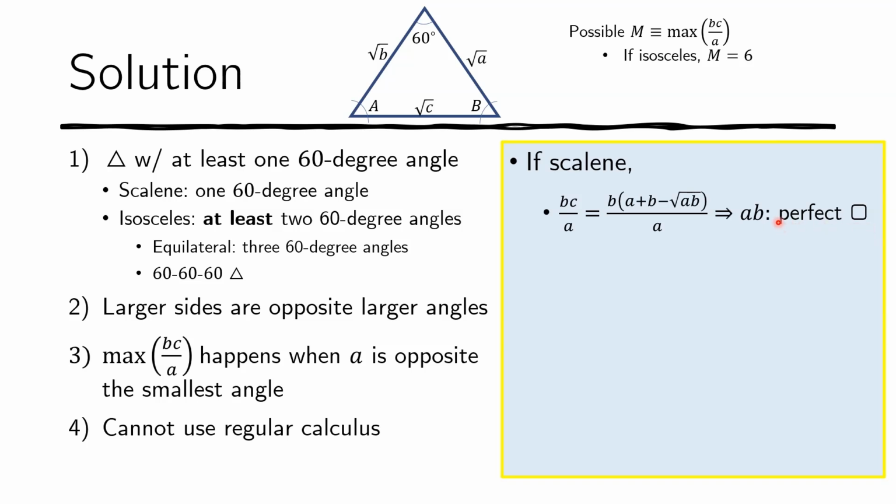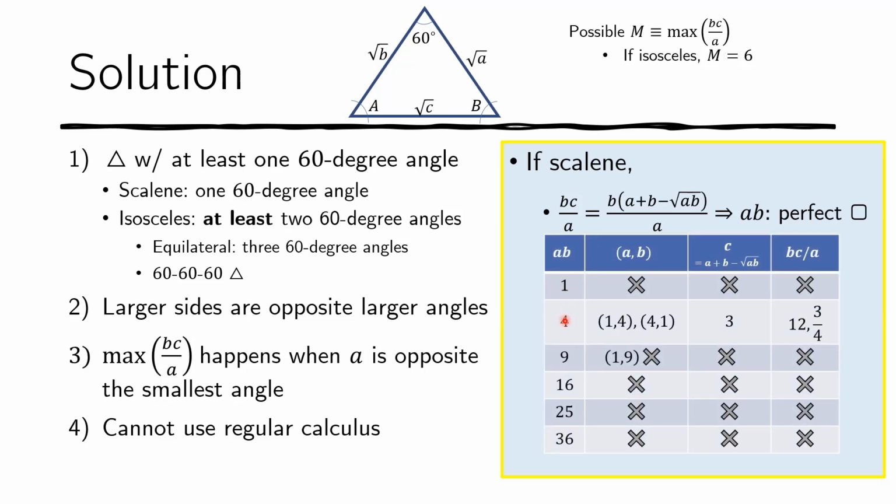That means that we do not have to look at all the other possibilities. We only have to look at the cases where the product AB is a perfect square. So let's list down all those cases. We start by listing down the first six perfect squares, and that's 1, 4, 9, 16, 25, and 36. And then we look for factors of each of the perfect squares and see if they can satisfy the conditions given in the problem.